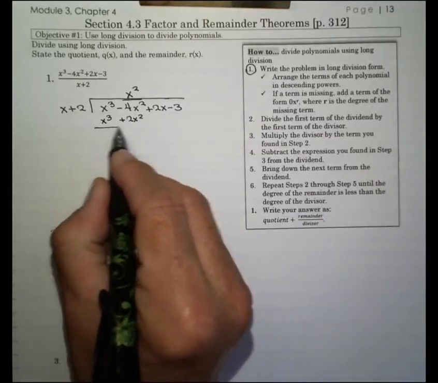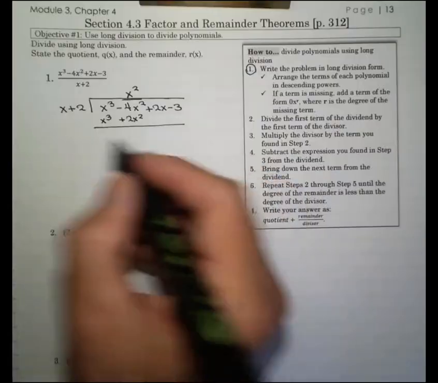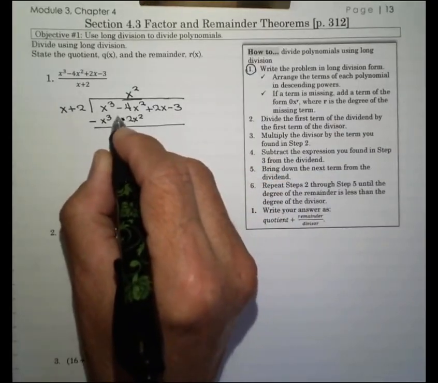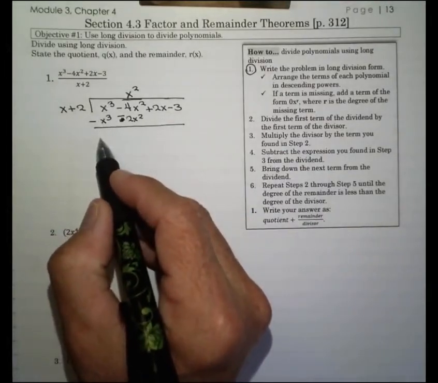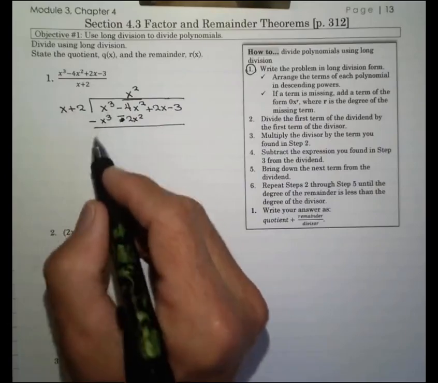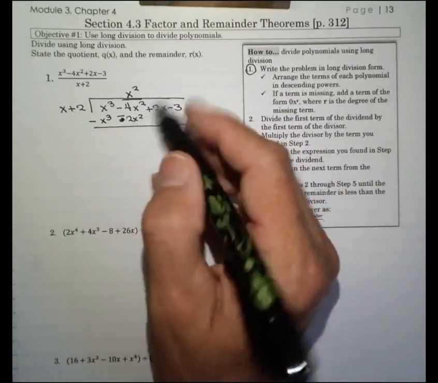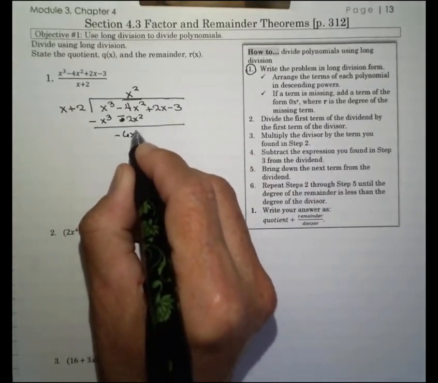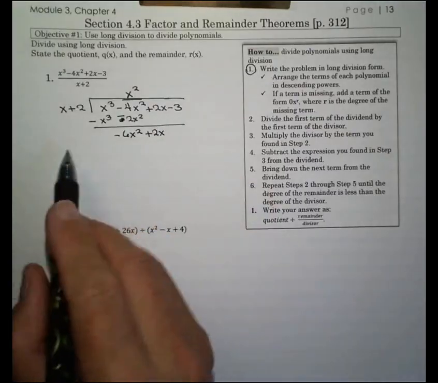Now, I'm going to subtract. Since I'm going to subtract those two terms from the two above it, I have to change the signs. This becomes negative, and this becomes negative. So when I subtract x cubed minus x cubed, of course, I have 0. That was the goal, to get rid of that first term. But negative 4x squared minus 2x squared is going to give me a negative 6x squared. And I'll bring down the next term, and I'll divide again.